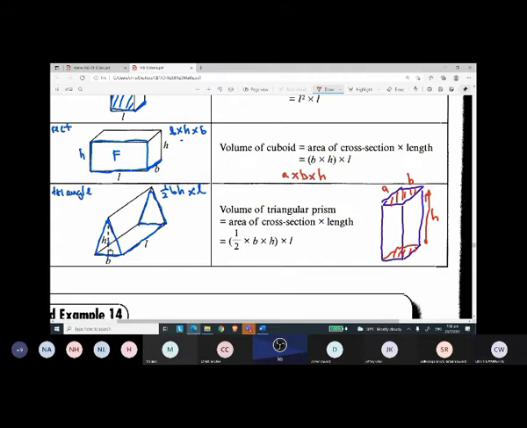Question? Mr. Wong? Yep. Manjula, yes. What is the meaning of cross section? The cross section refers to one of the sides. Your cross section area refers to your side. Can you tell now the area of the cross section in this case?